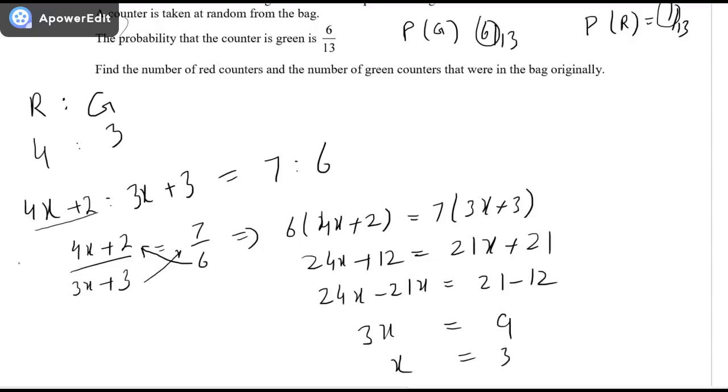Now we're going to put the value of x back. The original amount of red is 4x, so I can say 4 times 3 is going to be 12. So red is 12, and for green it's going to be 3x, so 3 times 3, which is 9.